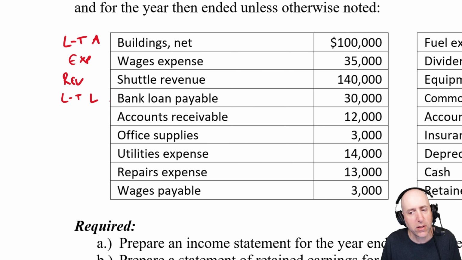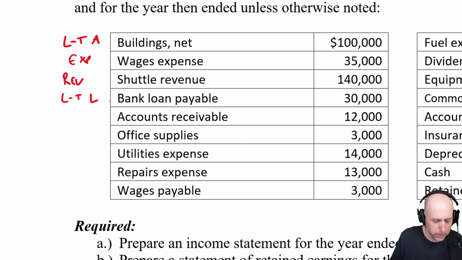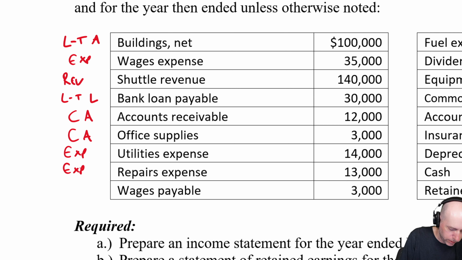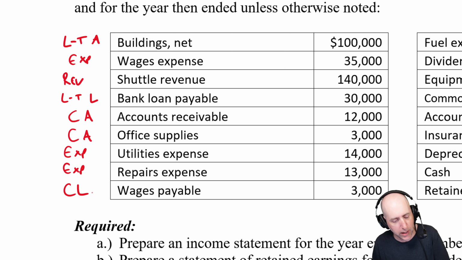Bank loan payable, long-term liability, right? We assume, unless we're told otherwise, bank loans are long-term in this course. Accounts receivable, current asset. Office supplies, those are also assets, and they are current. They're things you own or control that are good to own or control. Utilities expense, those are expenses, those are costs. Repairs expense, also expenses. Wages payable, those are liabilities, and somebody's unpaid wage you're going to pay in less than a year, so those are current liabilities.